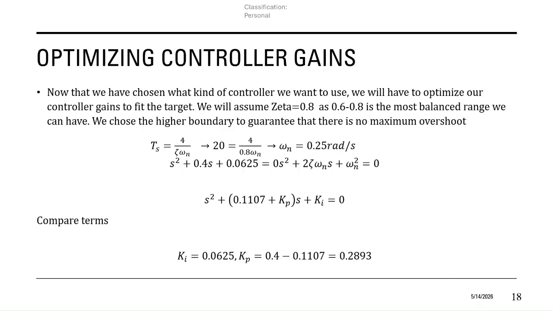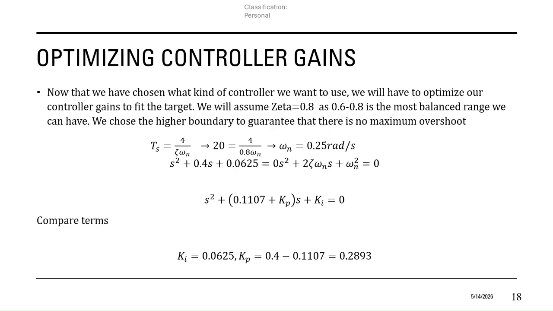Now that I've chosen the control that I want to use, I can finally optimize the gains. So I can set Ts to 20, like I said earlier, and I know that zeta has to be between 0.6 and 0.8 because that is the best range for stability. I chose the higher range because I wanted to guarantee that there will be no maximum overshoot, just to be sure. So by the Ts 2% criterion, 20 equals 4 over 0.8 times omega n, I get omega n equals 0.25.